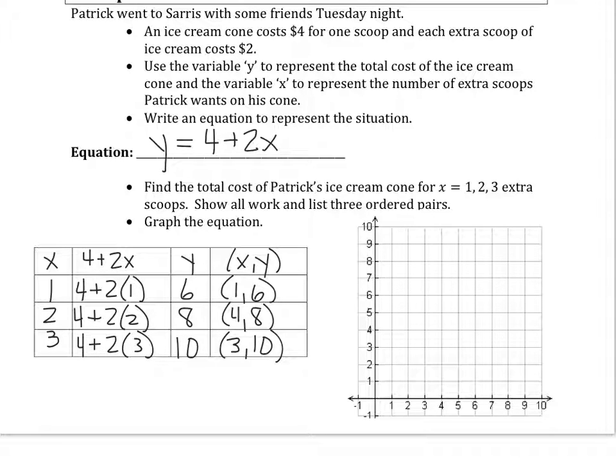Now I'm going to graph. (1, 6), and we graph going x first and then y. (1, 6), and I'm going to put a dot so that my teacher can see it. (2, 8), 2, and then up to 8.